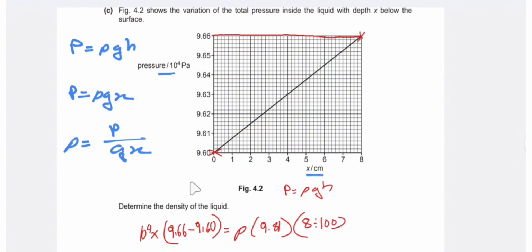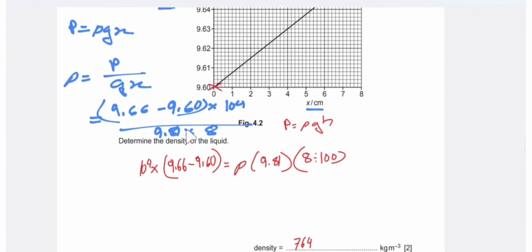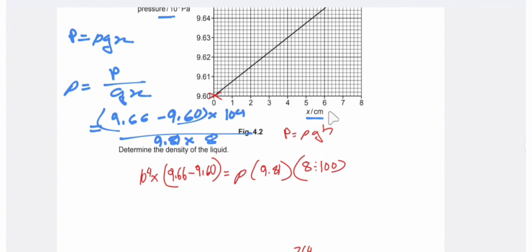And what is the pressure? We need to calculate the change in pressure, because the pressure changes from 9.60 to 9.66. So the change in pressure is (9.66 minus 9.60) times 10^4, divided by g, the gravitational acceleration, that is 9.81, times x, which is 8. So (9.66 − 9.60) × 10^4 divided by 9.81 × 8. Also you have to remember that x is in centimeters, so we need to convert this to meters: 8 centimeters divided by 100.